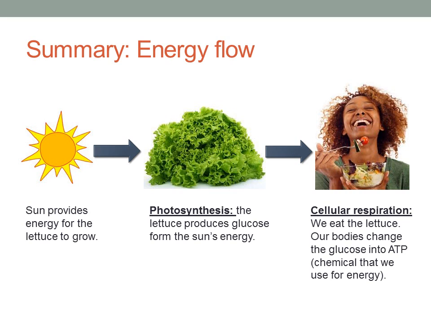So here's a summary of this. The sun provides energy for, in this case, lettuce to grow. Photosynthesis will allow the lettuce to produce glucose from the sun's energy. And once we eat the lettuce, like this really happy girl eating a salad, our bodies will gain that glucose and then make it into ATP, which is a chemical that we can use. So again, it goes from the sun to the lettuce into our bodies and is changed into ATP, which we can use for energy.